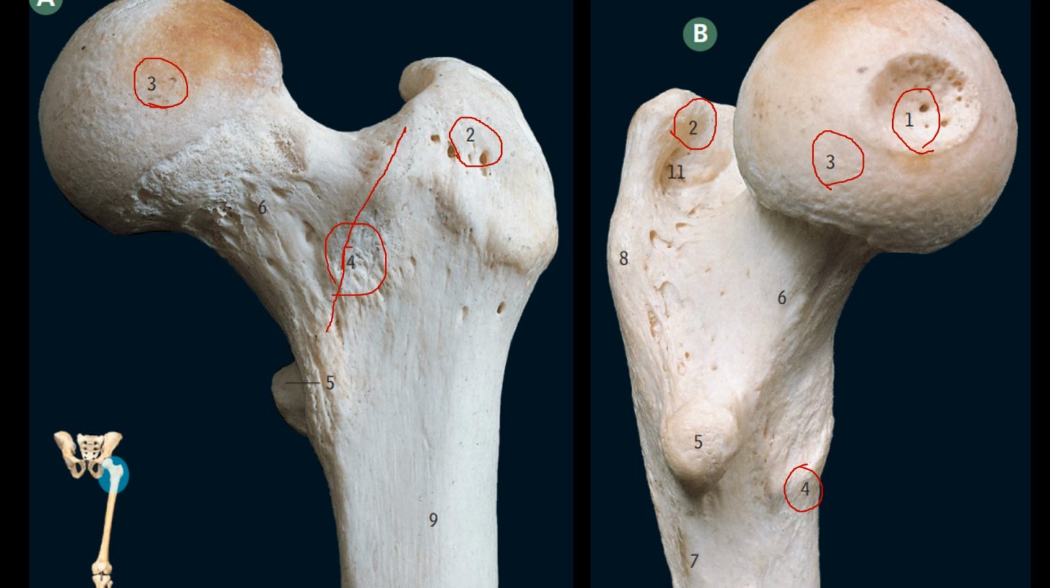The intertrochanteric line is the junction of the anterior surface of the neck with the shaft of the femur. There is a fifth number in the anterior, and this is in the posterior structure. It is the lesser trochanter.